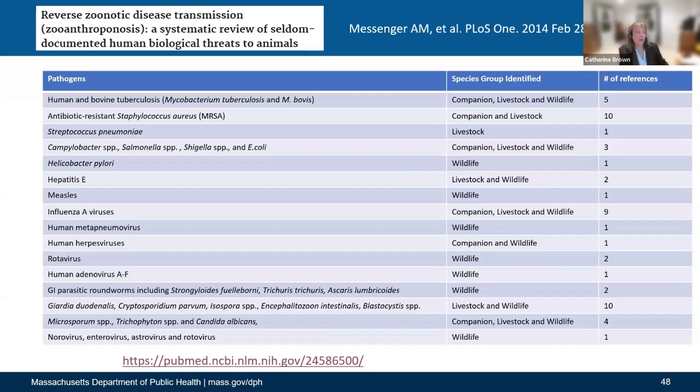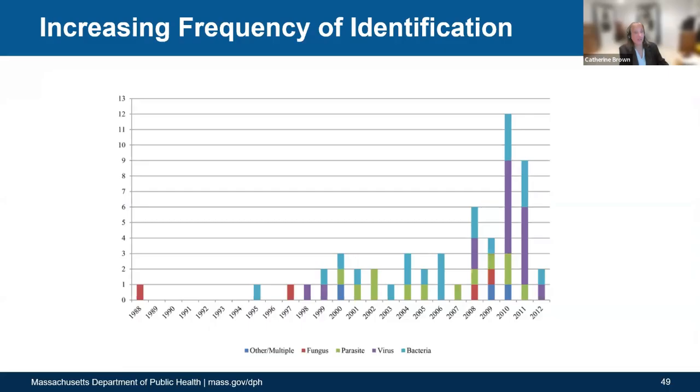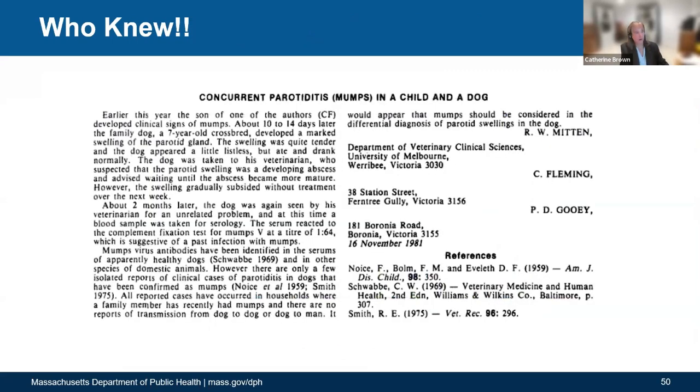And so while we, as humans, don't recognize these reverse zoonoses as much as we recognize the times that we get diseases from animals, they are happening all the time. And in fact, the paper shows the increasing frequency of identification of those. It's hard to know. Some of that is going to be due to our changing environment and increasing interactions between humans and animals, and some of it is also going to be due to the fact that we're looking for it more, and so we're going to find it more.